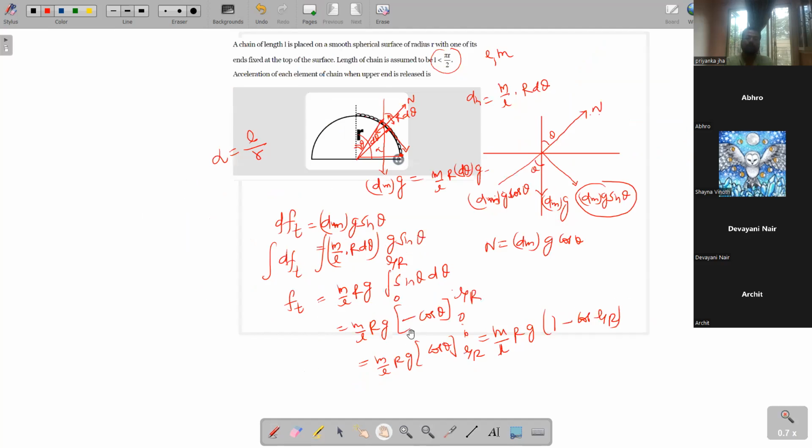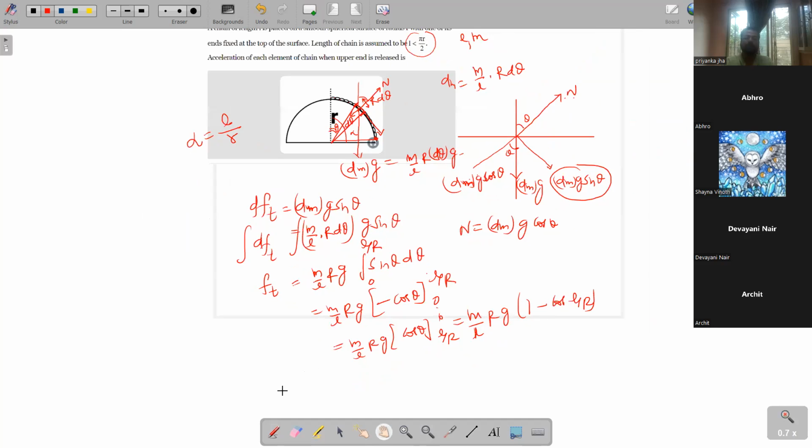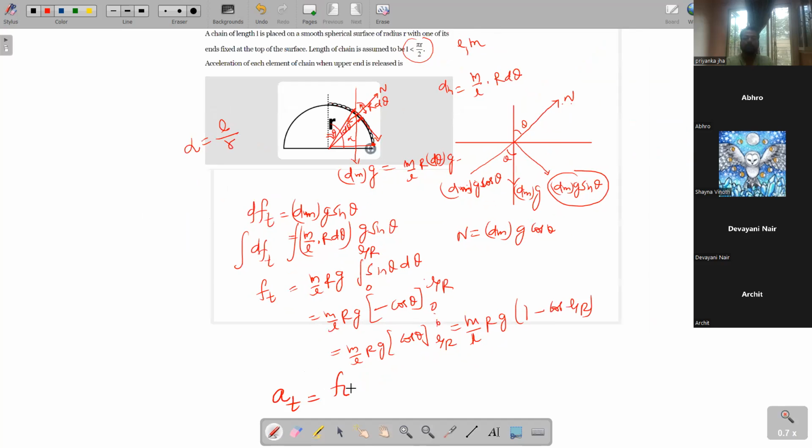So if you want to find the acceleration of each element, you just have to divide. Sir, I don't understand one thing, how you got the limits, sir. Limits for sine theta d theta.